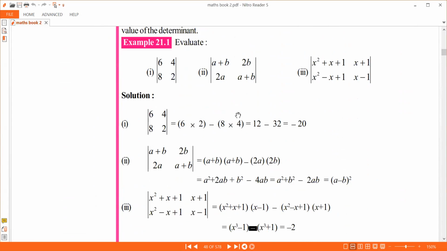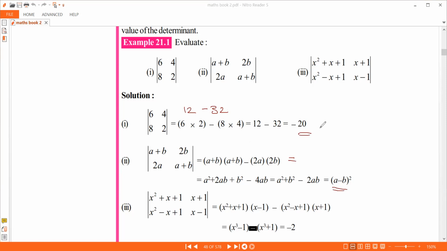So they ask you to evaluate the determinant 6 4 8 2. We'll do this very simple exercise right now. 6 into 2 is 12, and 8 into 4 is 32. 12 minus 32, so that is negative 20. It's very simple. Right. And now (a plus b) whole square minus 4ab is like (a minus b) whole square.